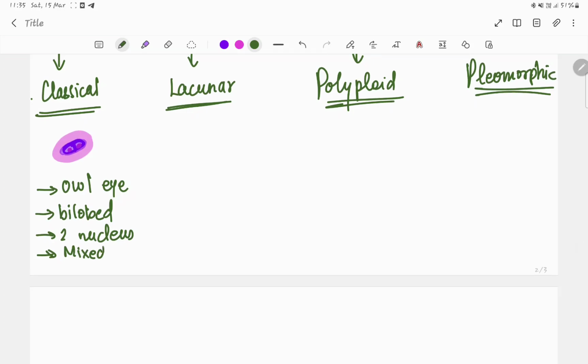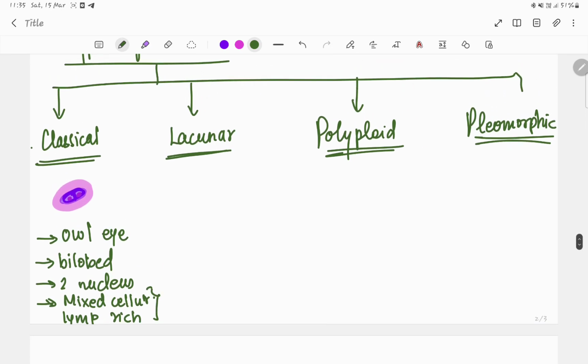It is generally seen in mixed cellularity and in lymphocyte rich. So both are types of classical. Then we talk about lacunar. In lacunar, again there is this space, then this and this. What is this appearance? This is the lacunar type of RS cell, which is showing a pericellular space or a clear space.